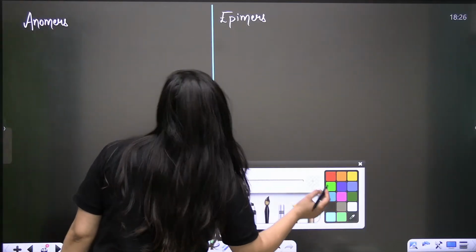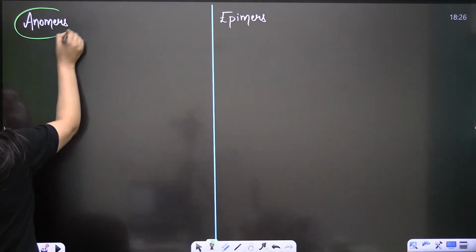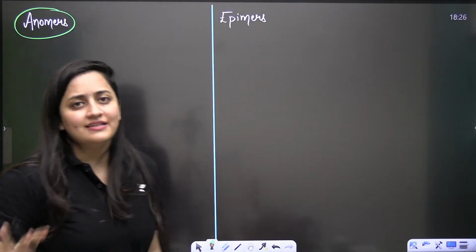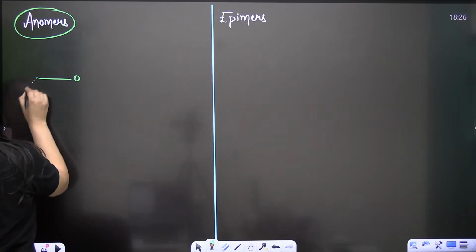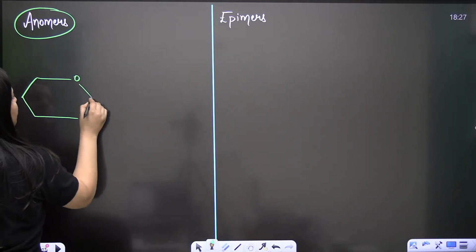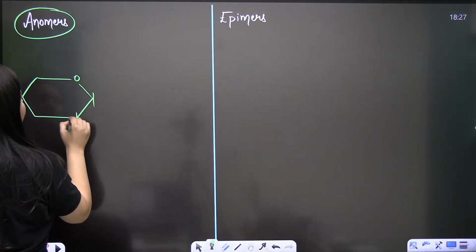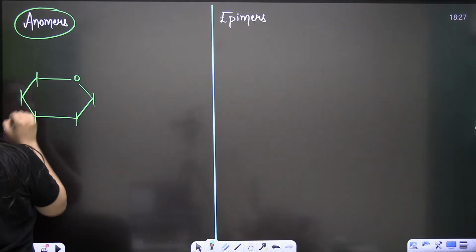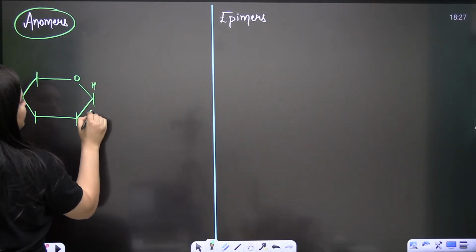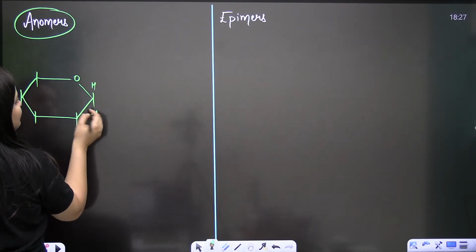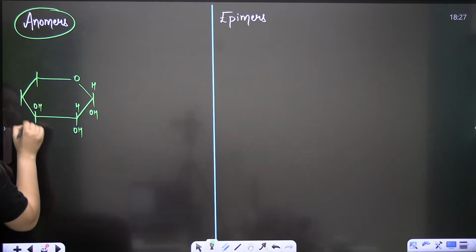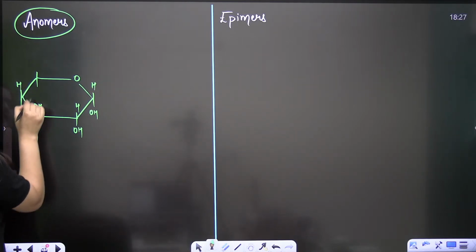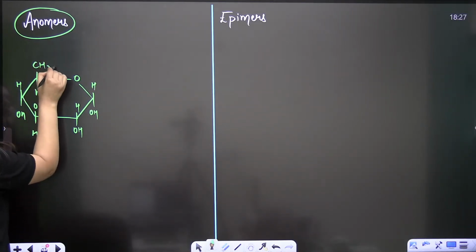So first word is anomers. Now as I said, in the aqueous solution, glucose is in the cyclic form. Anomers are very simple, because here in the anomers, we will see the difference of the H and OH group on carbon number 1. Like see, if it is like this, and to understand it, of course, you need to know the glucose structure first. So please do your homework properly, okay? Please do your homework properly.